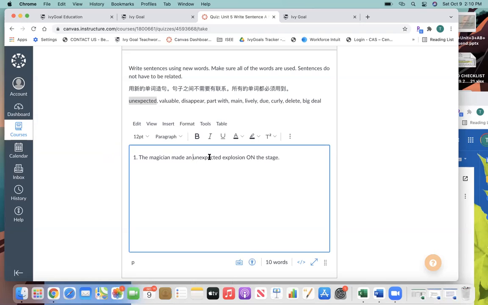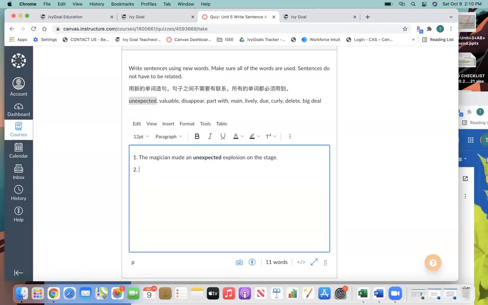So that explosion surprised you, right? Oh my gosh, there was a big explosion. I did not expect that to happen. And it was on top of the stage, right? He's on the stage. All right, why don't you read that great sentence for me one more time? The magician made an unexpected explosion on the stage. Excellent. Bravo. Love that sentence.